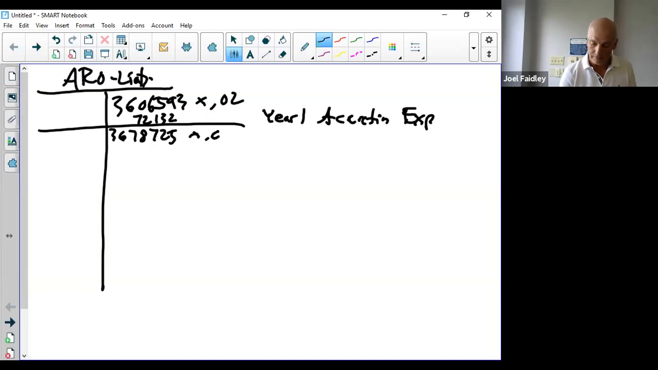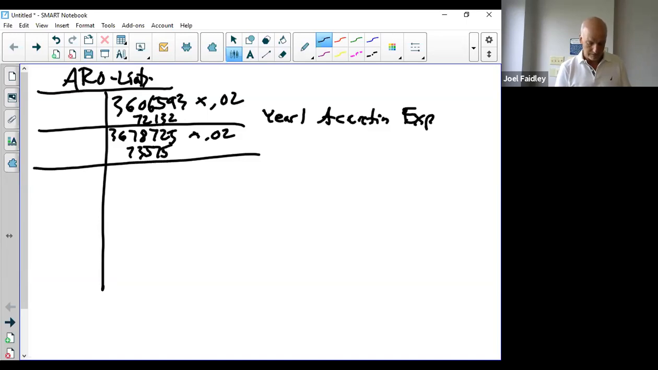Then for year two, we're going to multiply 3,678,725 times 0.02, which gives 73,575. That's year two.